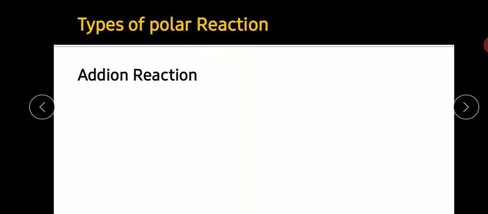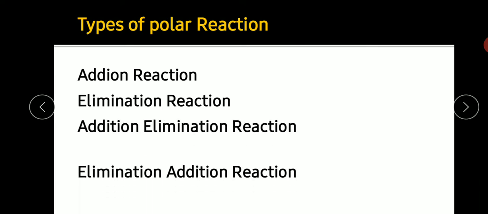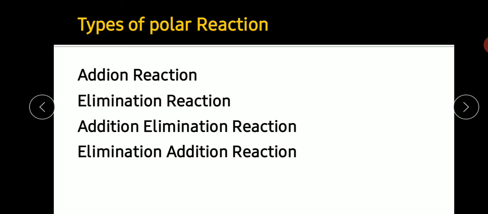First, see the types of polar reaction. The first type of polar reaction is the addition reaction, second is the elimination reaction. Then third is the addition elimination reaction. Fourth is the elimination addition reaction and last is the substitution reaction.